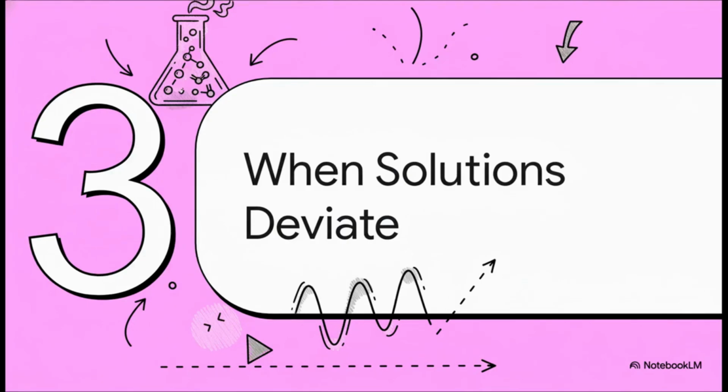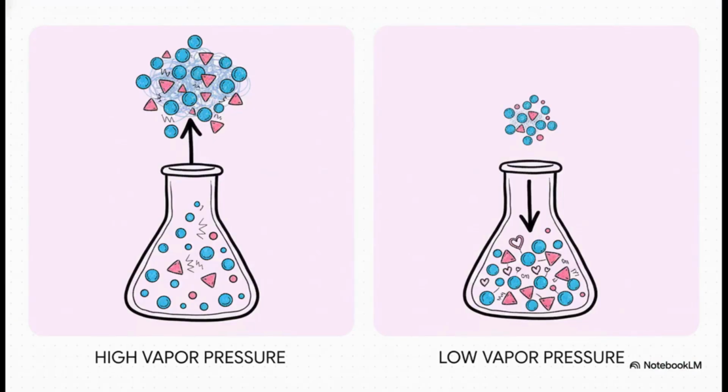But as you've probably guessed, the real world is almost never that perfect. Most of the solutions we encounter are non-ideal. They break the rules. But you know what? The ways they break the rules are actually what make them so interesting. And it all comes down to one simple thing: how much the molecules like each other.